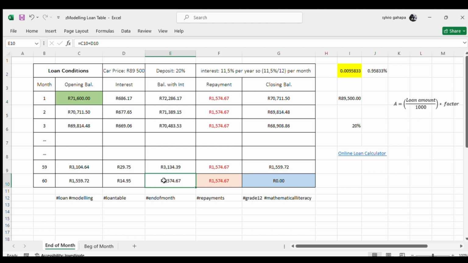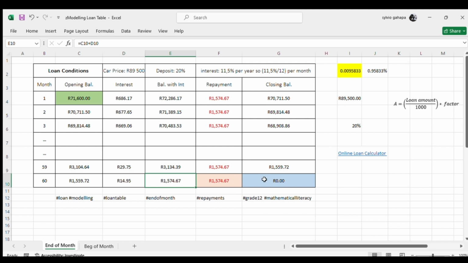Whatever the figure is there on the balance with interest for the last month must be your repayment, right? We were fortunate in this exercise that it's exactly equal to what we have been paying, but often it's more. Often, instead of 1,500, we could have 1,008, we could have 2,000. Do not make the mistake of using your previous repayment. Your repayment in month number 60, the last month, must be equal to your balance with interest so that you can have a closing balance of 0.